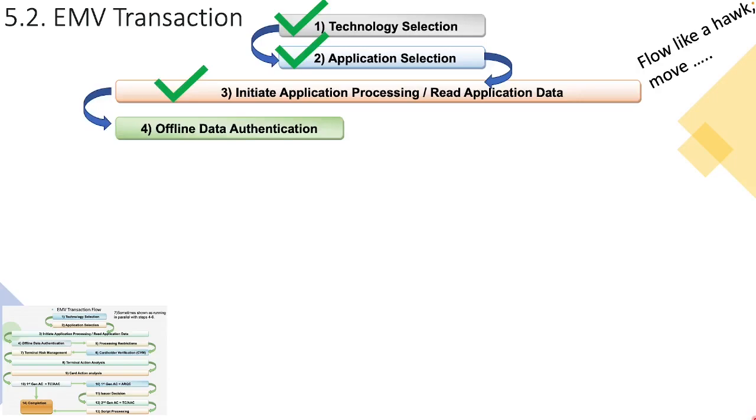which took us to step 4, where the terminal kicked off a process called offline data authentication or card authentication methodology. In this process, the terminal tried to establish that the card being used is a genuine card issued by the relevant issuer, that is not a counterfeit or a clone card.